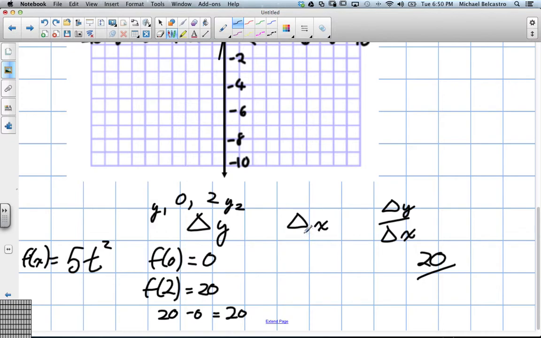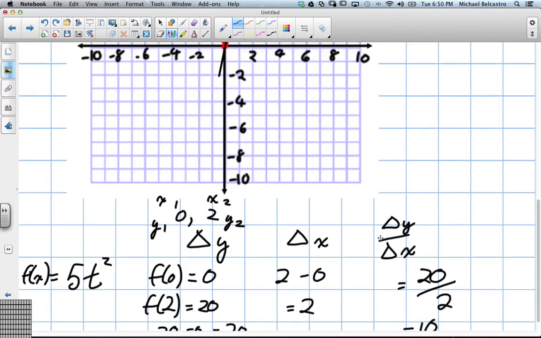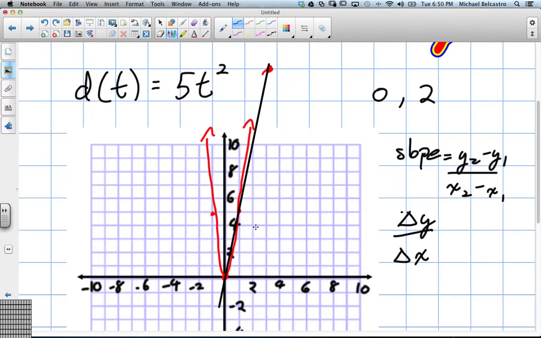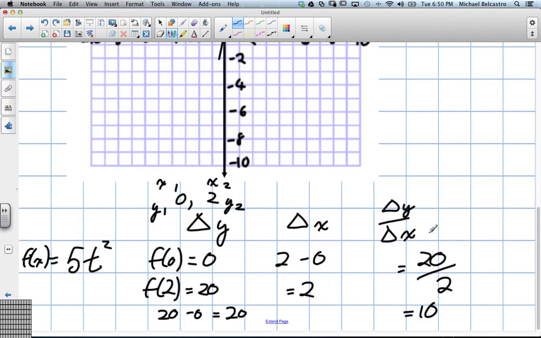Change in x, okay? Well, where are the x values we were talking about? And this is our x2 and our x1, right? So we're looking at the value of 2, subtract 0, which gives us 2. So our change in x is 2. So the change in y over the change in x is actually equal to 10. So let's say that was the distance. It looks like it was changing at maybe 10 meters a second between there. Okay? So that was our average rate of change.